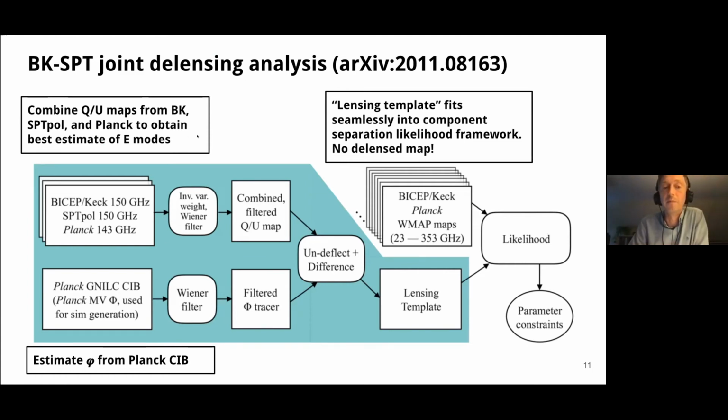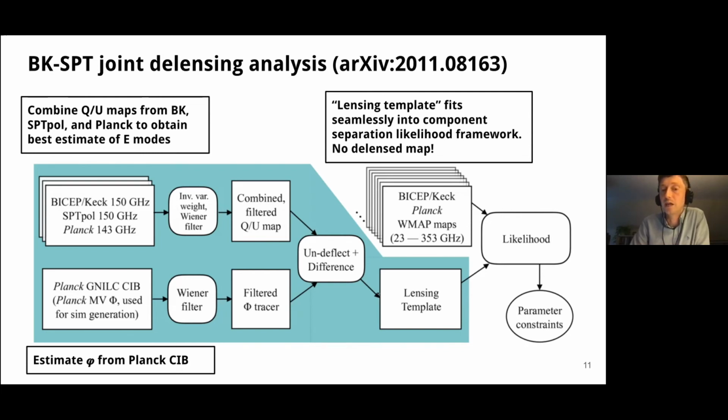But then the sort of new joint part of it was, if we have that lensing estimator, we also want to know what the E modes on the sky are that lens into the B mode lensing signal. And there we actually made combined QU maps from BICEP, Keck, SPT pole, and Planck to get the best estimate of E modes, because we want that to be complete over as many modes as possible, and certainly out to higher L than is measured by BICEP alone.